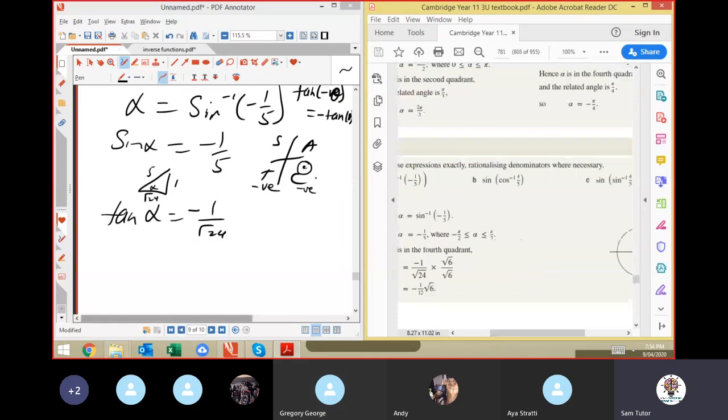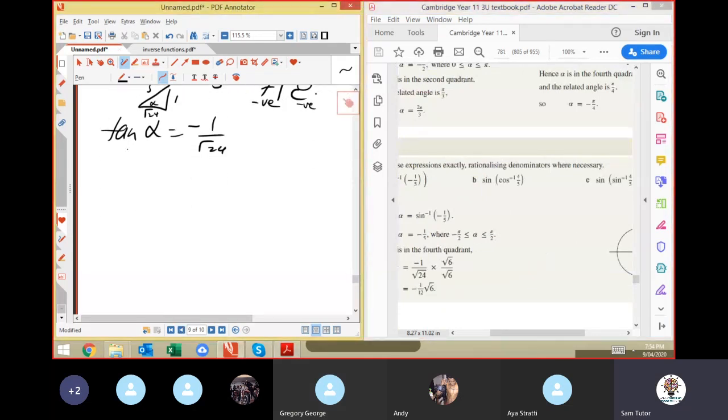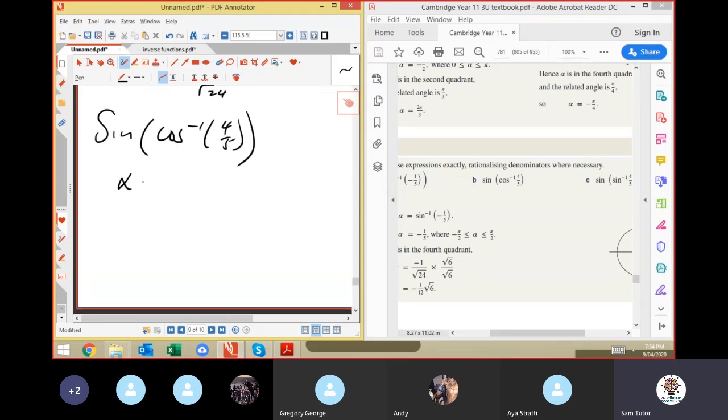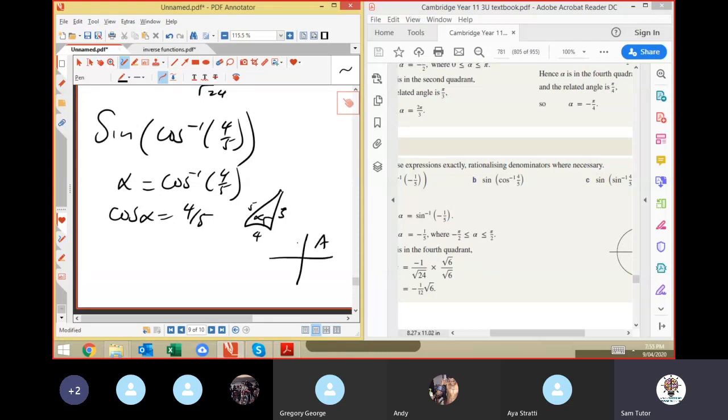B. Sine inverse cos inverse cos 4 over 5. Okay, again, let alpha equal inverse cos 4 over 5. That would mean cos alpha is equal to 4 over 5. And we do our triangles, everything still stays the same. Adjacent, hypotenuse, 25 take away 16 should be 3. Okay. Then we're asking ourselves 2 questions.